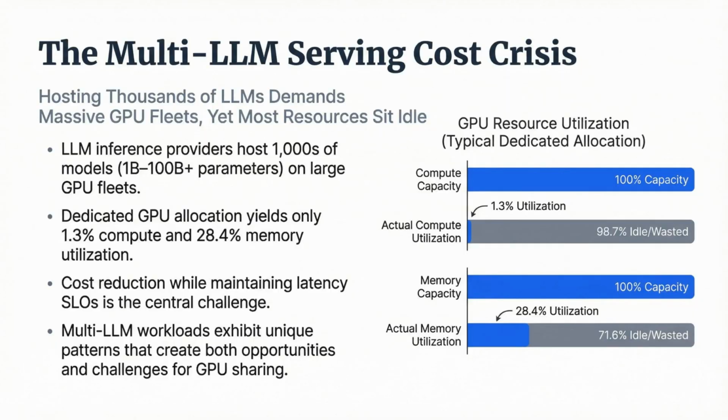The multi-LLM serving cost crisis is real, driven by massive GPU underutilization. Inference providers host thousands of LLMs, but dedicated GPU allocation leads to abysmal compute utilization, often as low as 1.3%. We need to reduce costs while still meeting strict latency requirements. So how do these unique workload patterns contribute to this crisis?